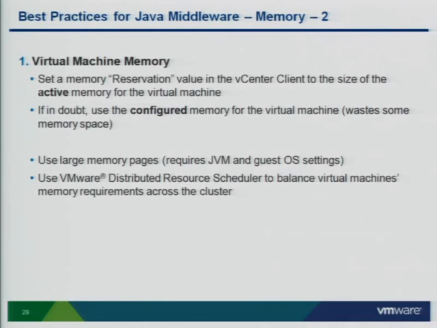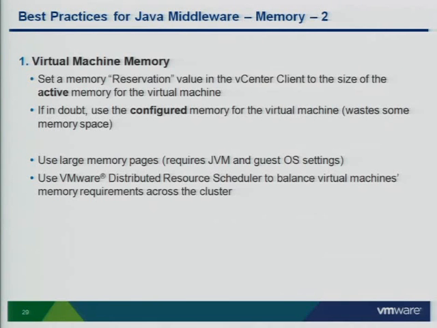A slightly more wasteful approach, but a much easier one, is to set the reservation to the configured memory. In other words, what you built the virtual machine to be in the first place. In my example, my configured memory would be 2.2 gigabytes. My active memory would be 1.7, 1.6 gigabytes for my JVM. So I think most folks will fit into the if in doubt case. If in doubt, it's slightly wasteful of memory, but not tremendously so.